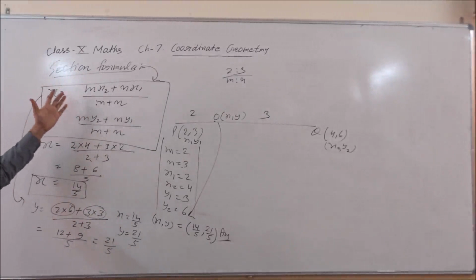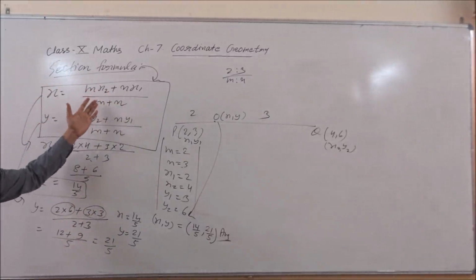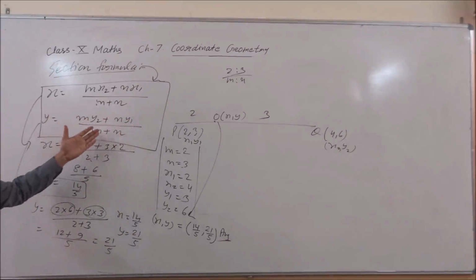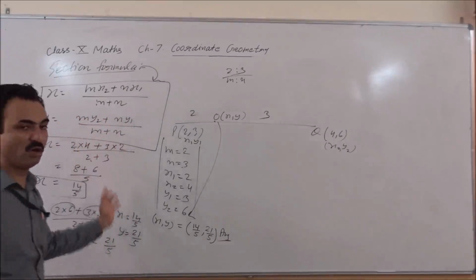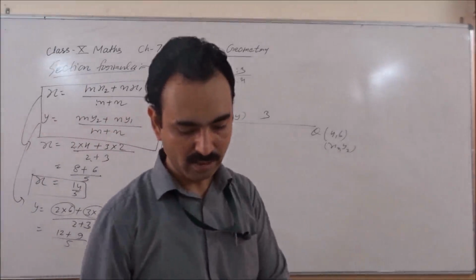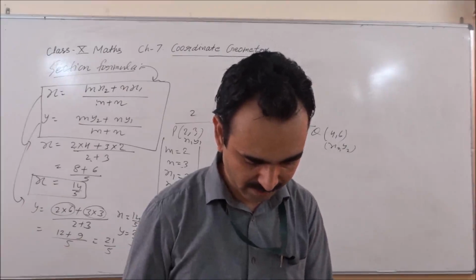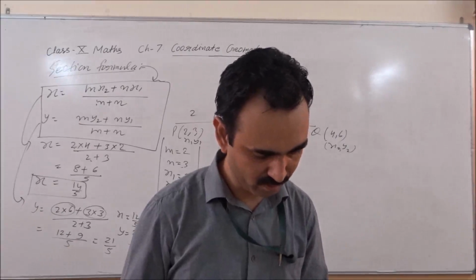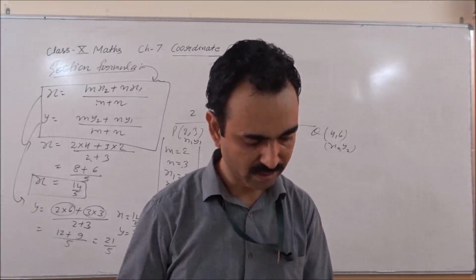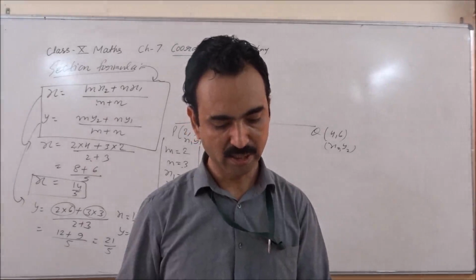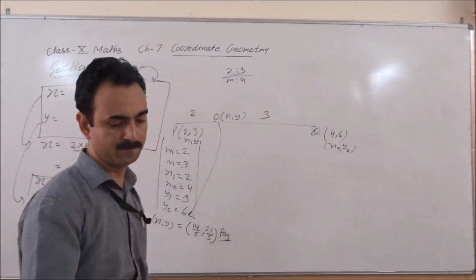What is the formula? x equals mx2 plus nx1 upon m plus n, and y equals my2 plus ny1 upon m plus n. Right? And when you solve other questions, then you will understand better. Different examples are given in your book. Example number 6: find the coordinates of the point which divides the line segment joining the points in the ratio 3:1. This type of question I have explained here.